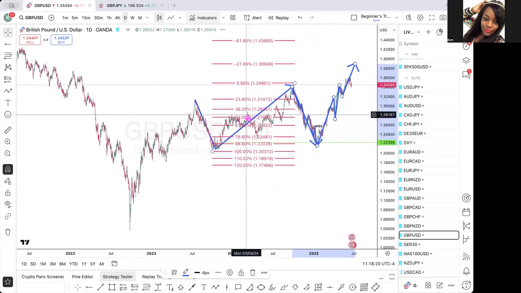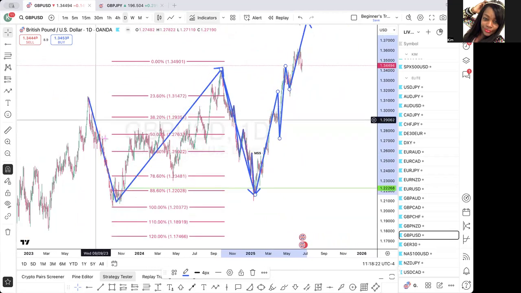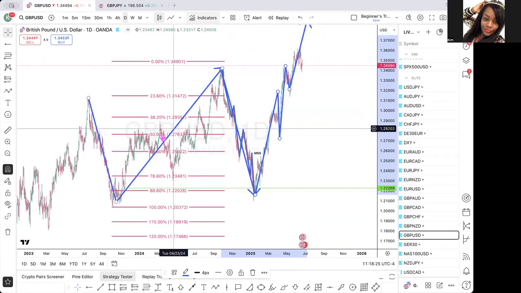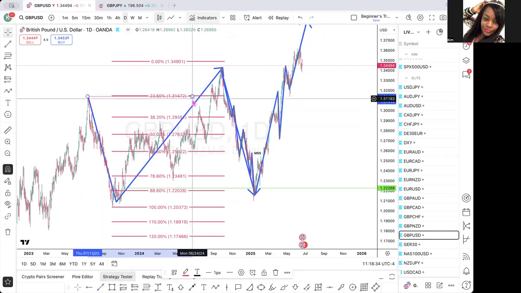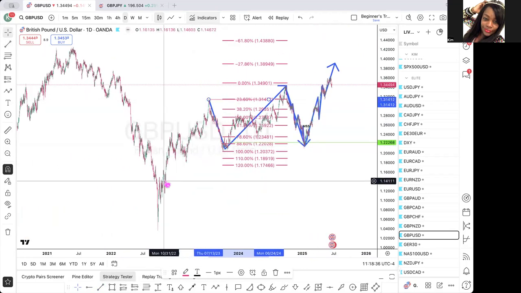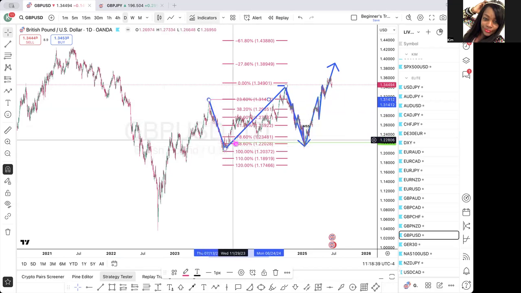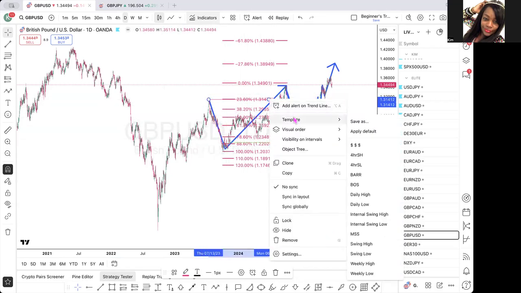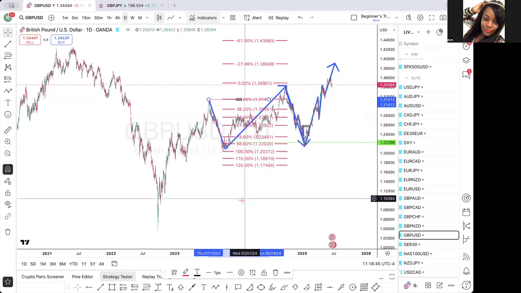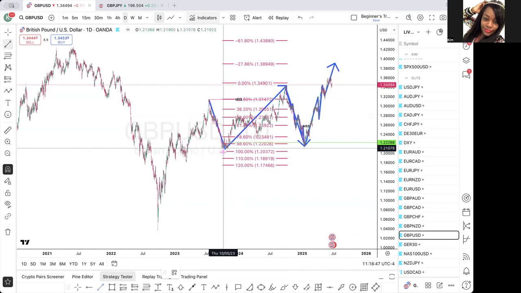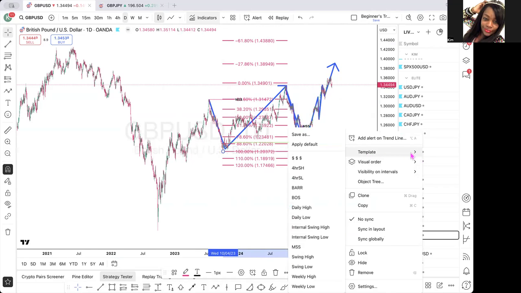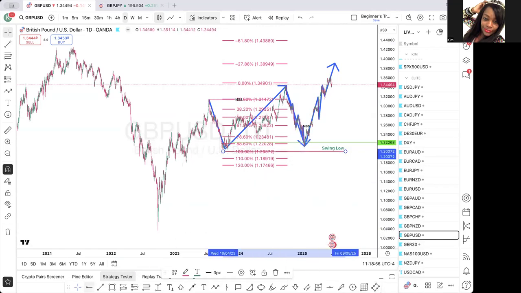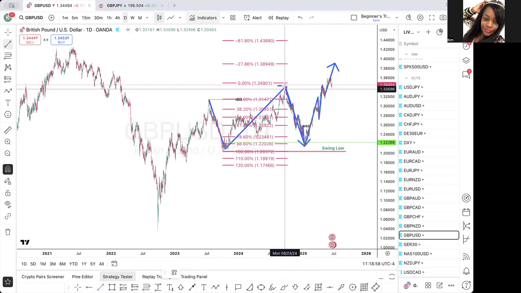I need to know that we pulled back into this structure right here. So this was the last high that was made before it pulled back and then broke and then gave me this market structure shift, right? So that makes this my swing low and this my swing high.